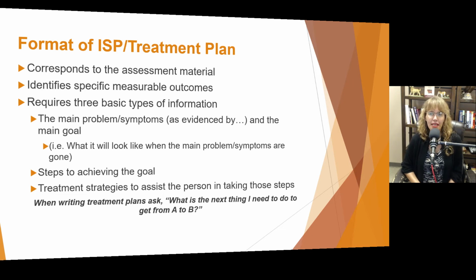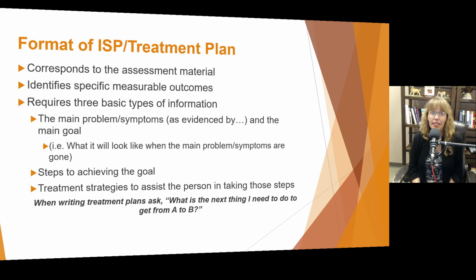It requires 3 basic types of information: the main problem or symptom. So the patient presents as depressed, as evidenced by, and the main goal. What will it look like, for example, when the main problem is gone? So the patient presents as depressed, as evidenced by, and the client wishes to be happy, as evidenced by. Steps to achieving the goal.